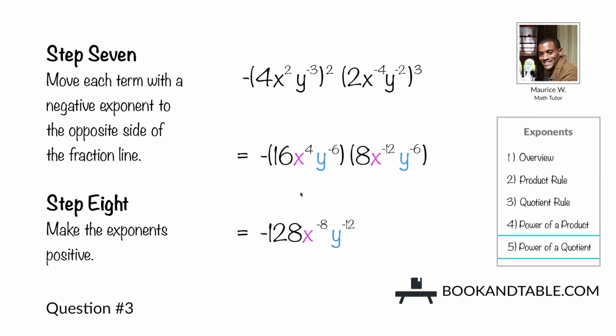And now step 7, move each term with a negative exponent to the opposite side of the fraction line. And step 8, make the exponents positive. So our x term and y term both have negative exponents, negative 8 and negative 12 respectively. So we move these two variables to the denominator and make their exponents positive, giving us a final answer of negative 128 over x to the 8th times y to the 12th.